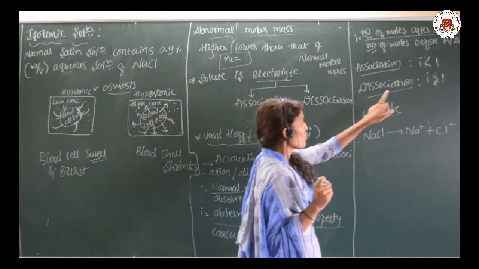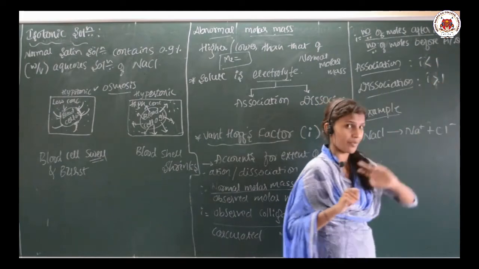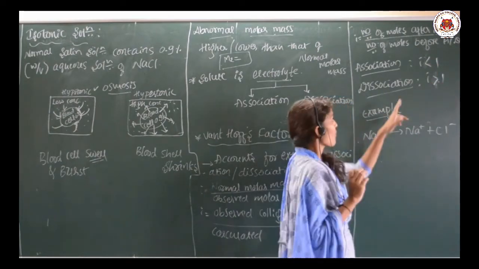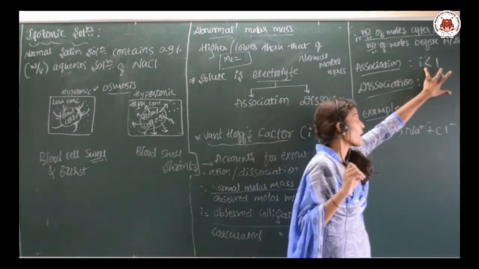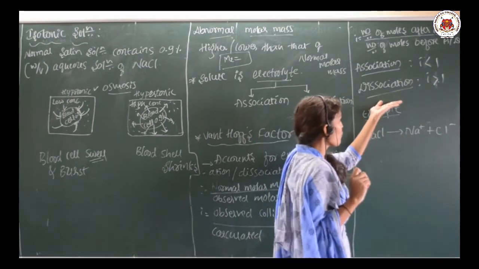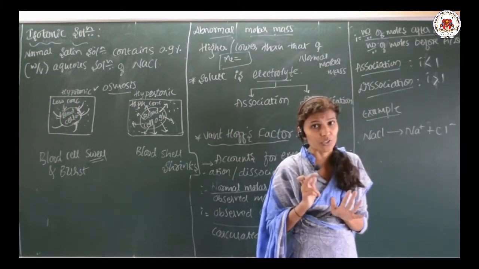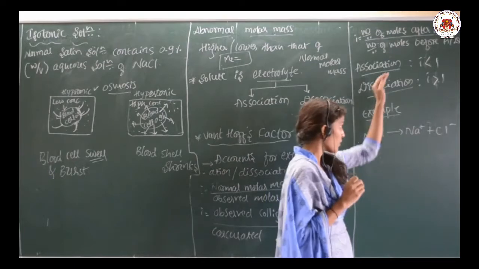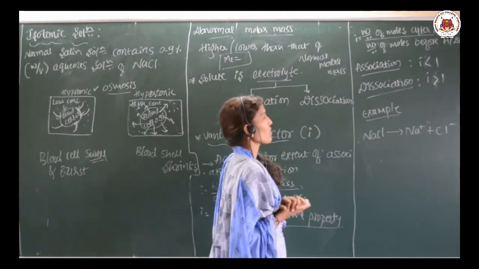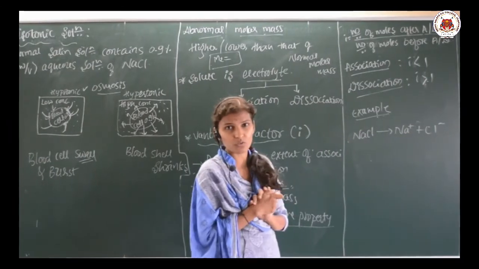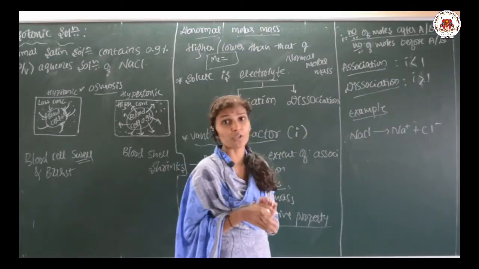Always the Van't Hoff factor i for association is less than unity, and for dissociation i is greater than unity. Keep this in mind. There will be one more question specially covered on this part, and they are going to ask you what is the value of i for the association, or what is the value of i for the dissociation. So, during that time you need to write this.